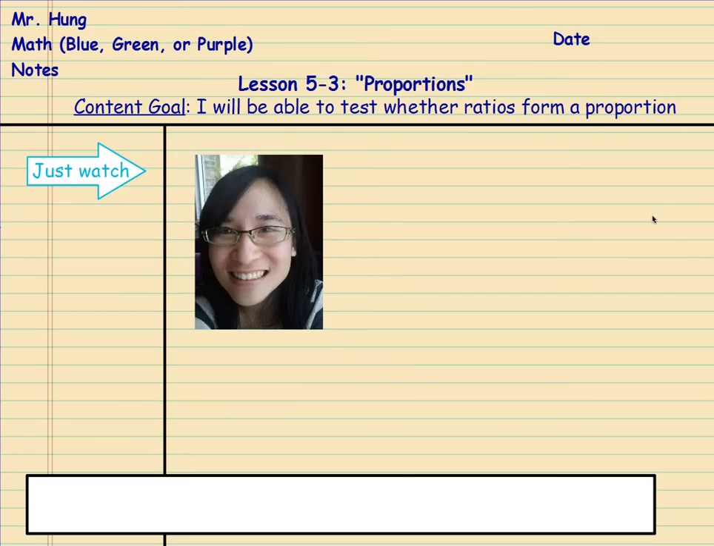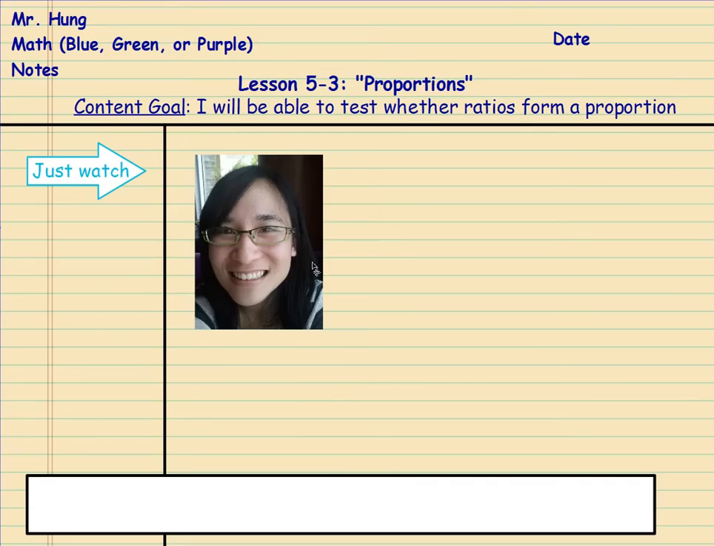Now, you might have heard the saying, hey, this person is proportional, or he's not so proportional. Now, what does that mean? Well, I'm going to let you know in a little bit. I'm going to do an example just really quickly. And this part, just watch it. Don't copy this picture down. It's unnecessary. So just watch me.